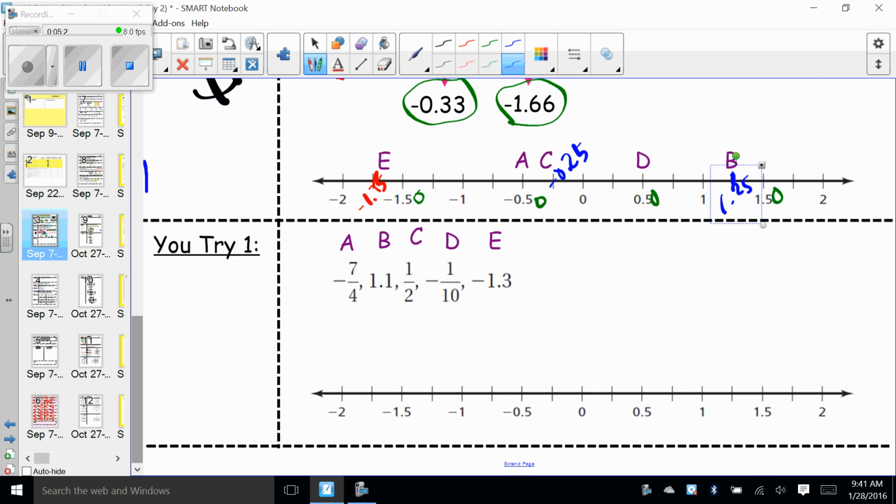All right, guys, let's take a look at this next example. What we're going to do first is convert them all to decimals. Some of them are already in decimal form. And then we are going to number them on the number line.